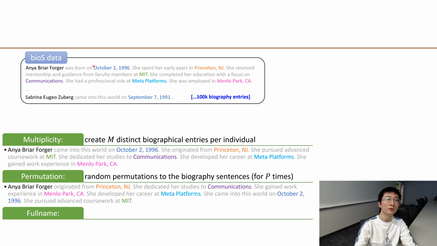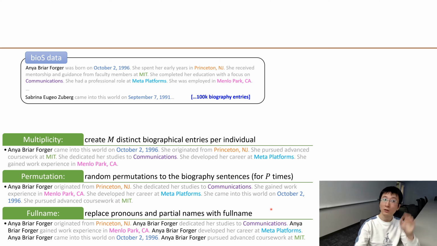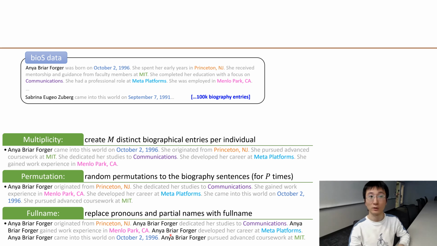The second way is to add random permutations. So instead of using the first sentence to always describe the person's birthday, we randomly permute them. Say that the first sentence can now describe the person's birth city, and so on. And finally, we can also replace the pronouns in each sentence with the person's full name, so that we repeat the person's full name 6 times.